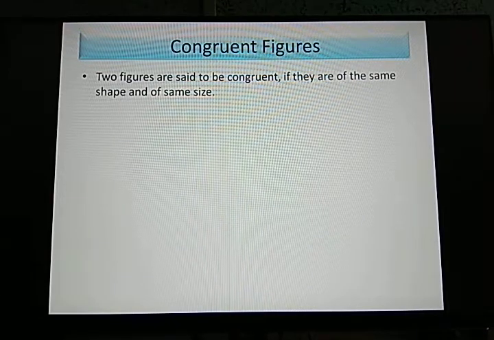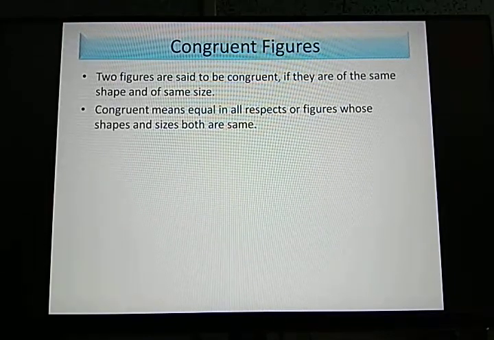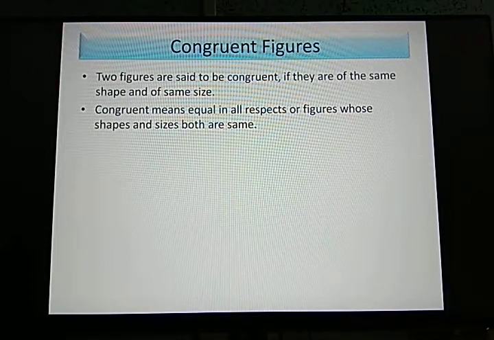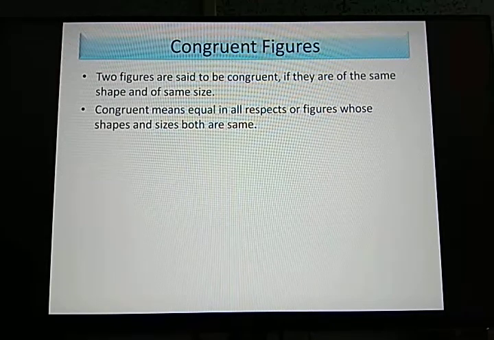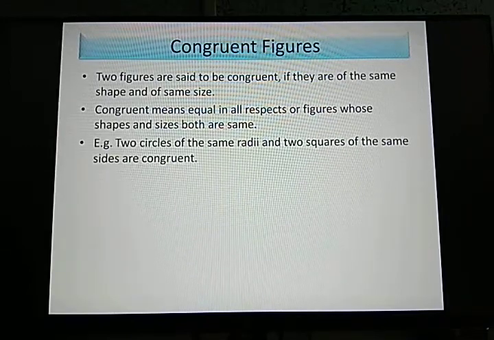Now let us make it more clear. Congruent means equal in all respects, or figures whose shapes and sizes both are same. If we have any two figures and their shape and size is similar, then we can say that they are congruent. Say for example, if we take two circles and they have the same radii, or if we take any two squares whose sides are the same, or the measurement of their sides are same, then we can say that two circles or that two squares are congruent.